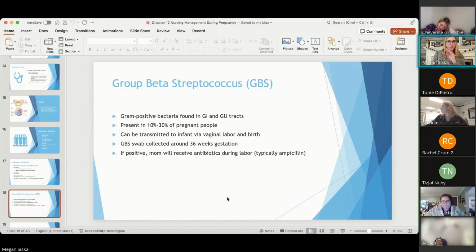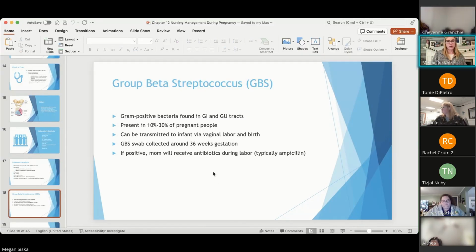So anyways, this is something done on all pregnant women. Sometimes even if you're scheduled to have a C-section, they'll still do a GBS swab just in case you were to have a vaginal delivery or go into labor on your own. But if you bypass the vagina, it's not as big of a deal because the baby's not exposed to it. So anyways, very common, very normal.